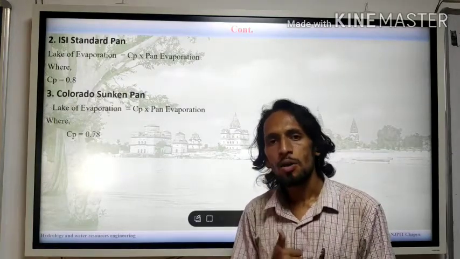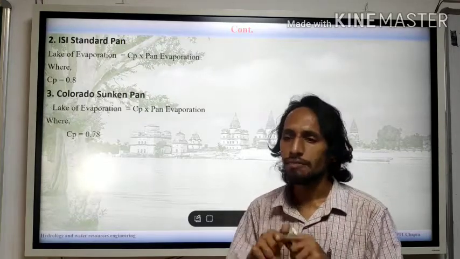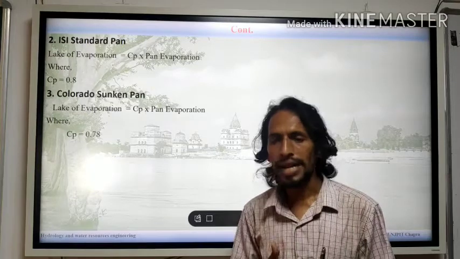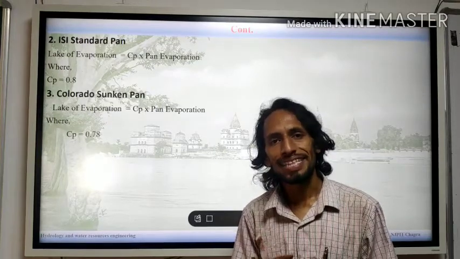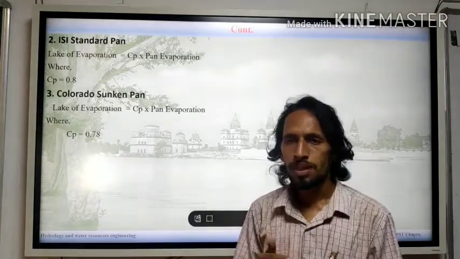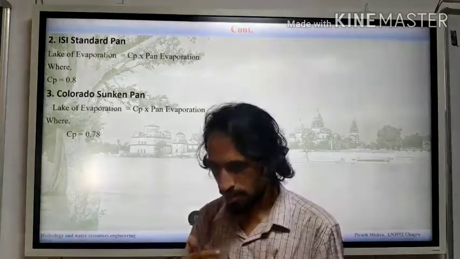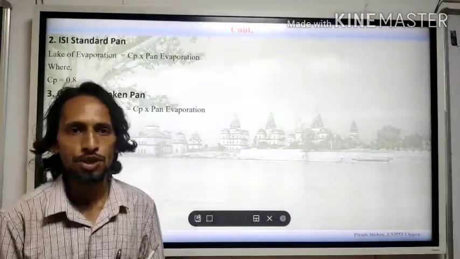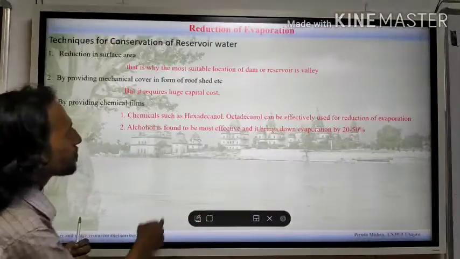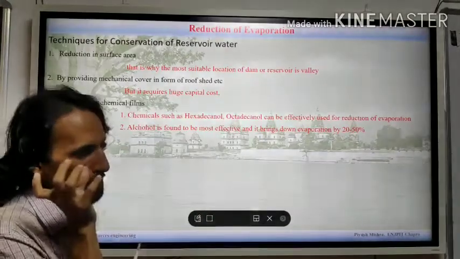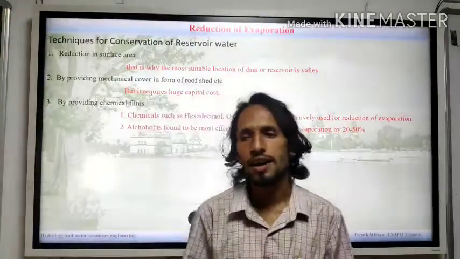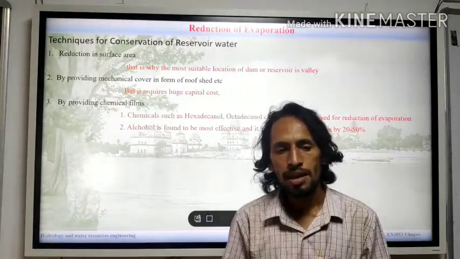Okay, why? Because they have different shape. There are different shapes of pan. The metal by which pan is made is different. Okay, so the basic design governs the value of pan coefficient. Okay, so this much is all about the evaporation for our undergraduate program.